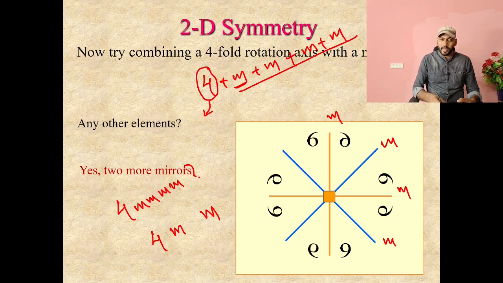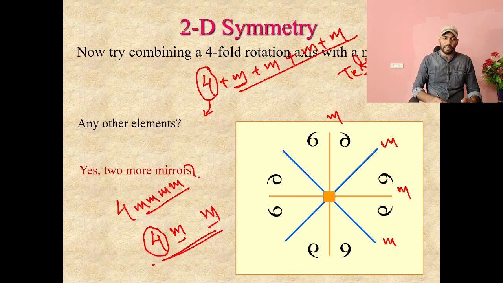Why 4mm? Why instead of 4 m's, why am I writing 2 m's? Because if you see, this class is from tetragonal system. Fourfold rotation axis, either you will get in tetragonal or you will get in cubic system, the isometric system. This 4mm is a class of tetragonal system. How do I know this 4mm is tetragonal or cubic?